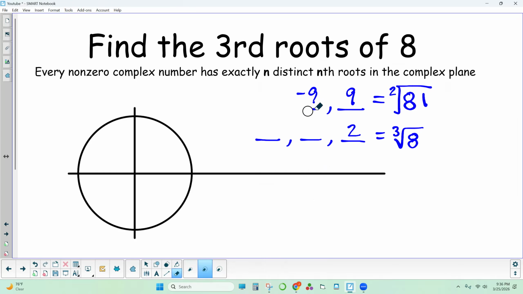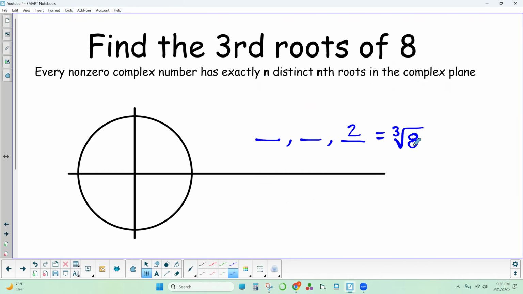All right? So the first thing we want to do is we want to start off in trig form. So I can write 8 as 8 cis 0 radians. Okay, so that would be 8 in trig form. And I'm going to find all of the cube roots of that. Okay, I already found one, which is 2. And if I write 2 in trig form, that would be 2 cis 0 radians.